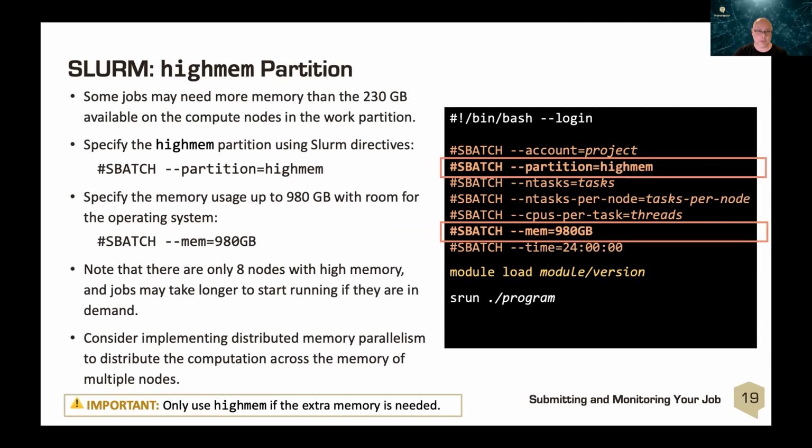Some jobs may require more than the 230 gigabytes of RAM available on the work partition nodes. You can use the highmem partition for these jobs, where each node has up to 980 gigabytes of available memory. Jobs submitted to the highmem partition should explicitly request the amount of memory they need, up to this limit. As there are only 8 nodes in this partition, availability may be somewhat limited. If it is possible to reorganize your computation to require less memory per node so that it can run on the work partition, it is likely to be scheduled in a more timely manner.